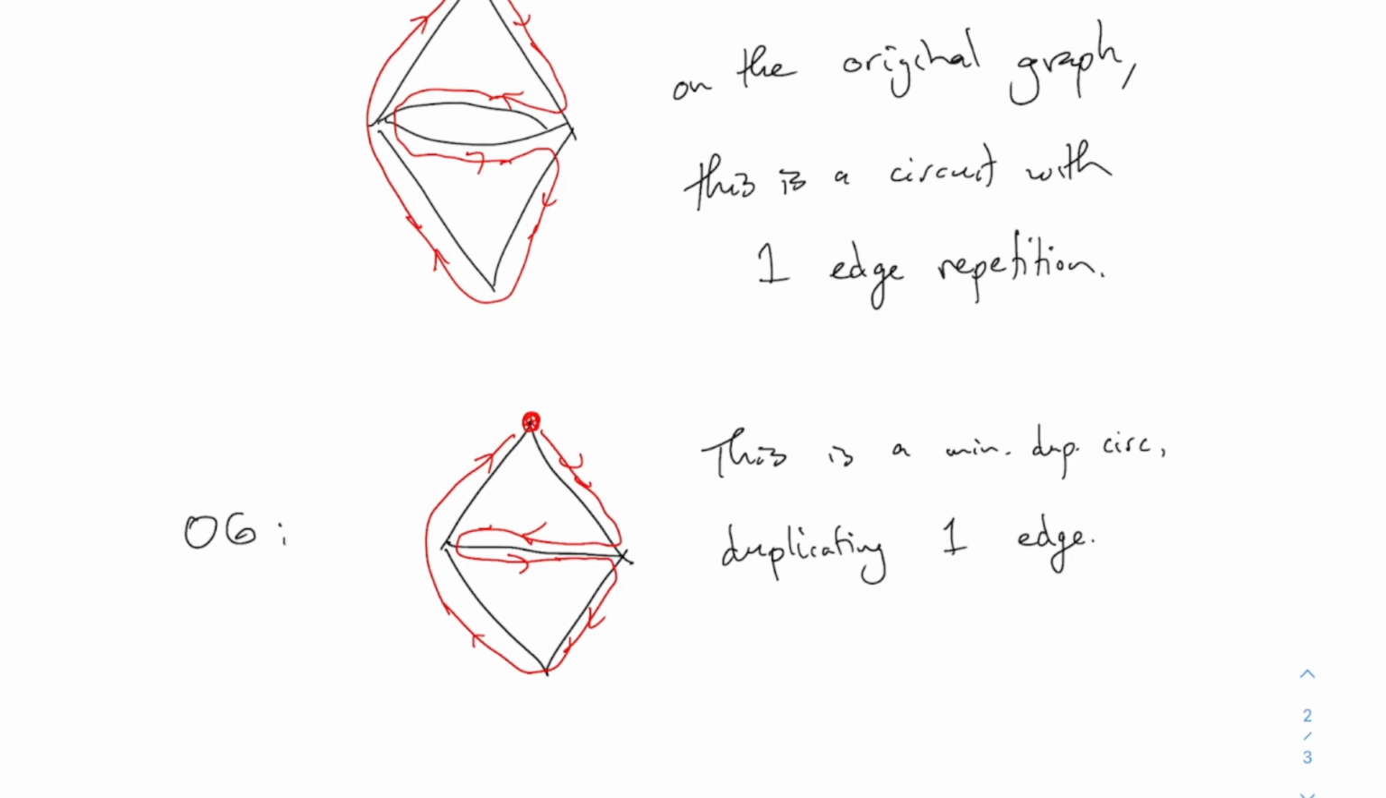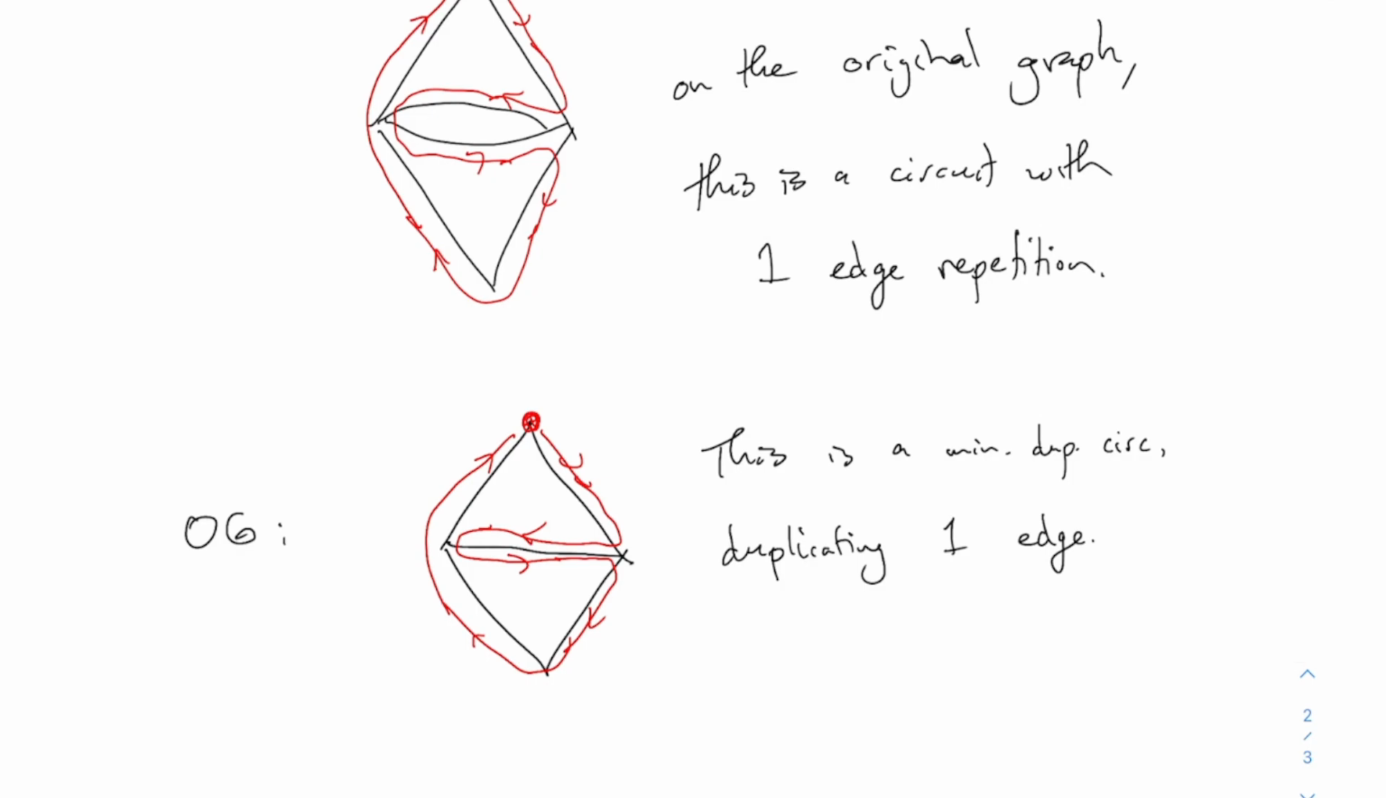Any thoughts about this? This is the process for making a minimum duplication circuit. You make the Eulerized graph by doubling some of the original edges. You draw the Euler circuit on that, and then you translate that back into a duplicating circuit on the original graph. All right?